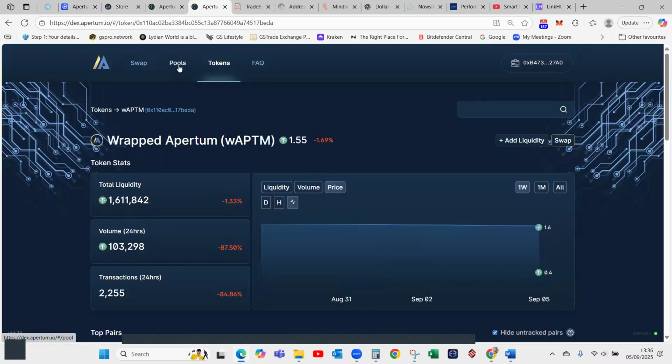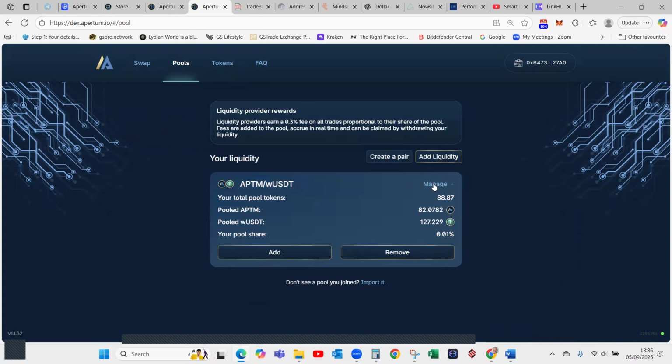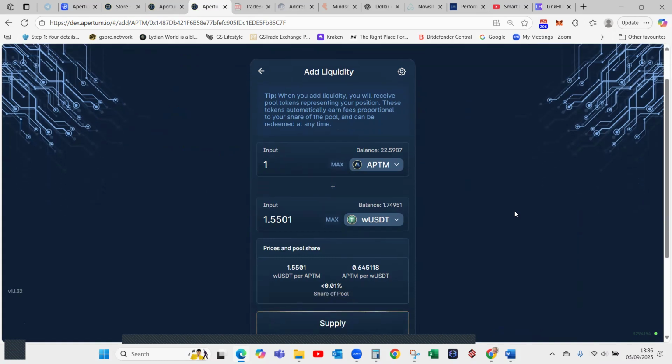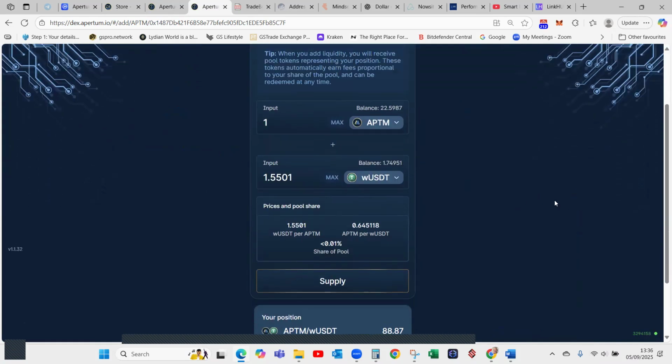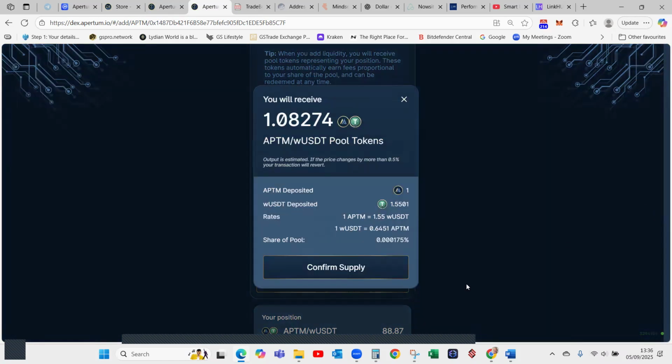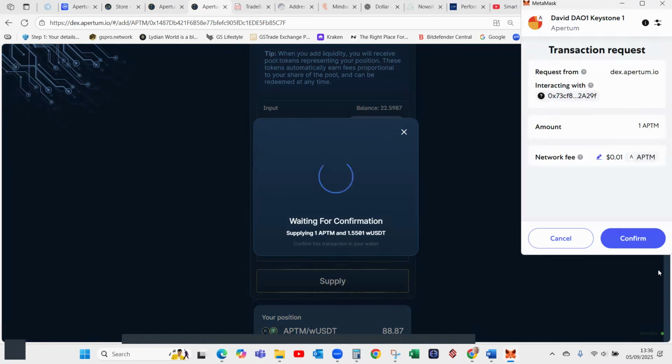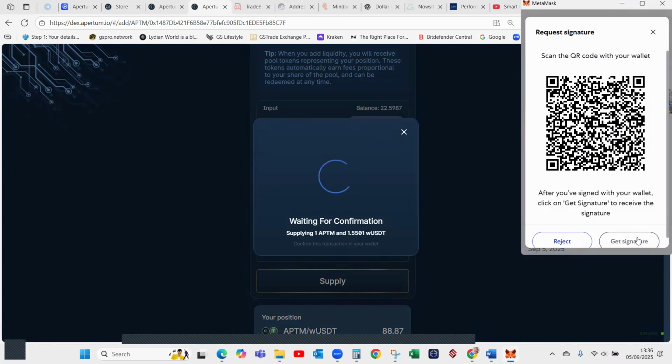So I'm going to go back here. I'm going to go pools, manage, add. So I'm going to add one. What it'll do is add one Apertum and the equivalent in USDT, because it comes as a pair. And I'm going to simply supply. This is how easy it is to add to the liquidity pool and get part of that interest. And I can help anybody do the same.